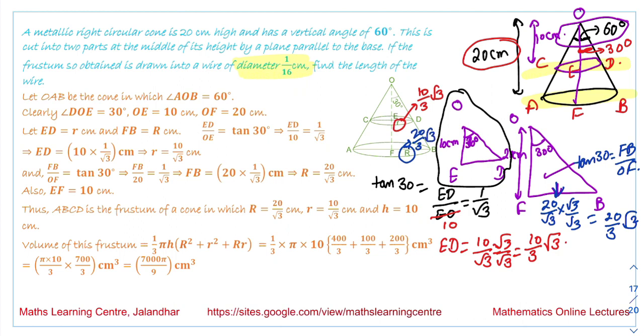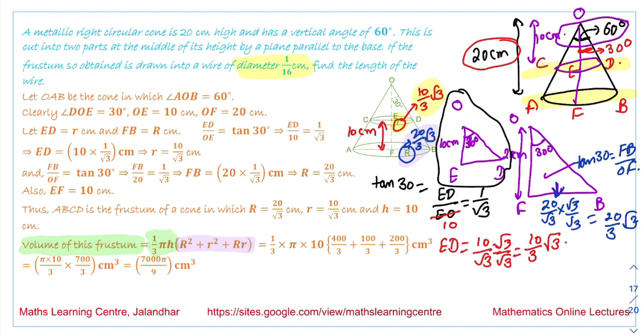Now we obtain the dimensions of this frustum of cone. We are saying the value of this small r we have is 10 by 3 root 3. The value of capital R we have is 20 by 3 root 3. This height we are talking about, EF, we are saying is equal to 10 centimeters. So if we substitute these values in the formula for the volume of the frustum of cone, the volume of this frustum we have is 1 by 3 pi h into capital R square plus small r square plus capital R into small r.